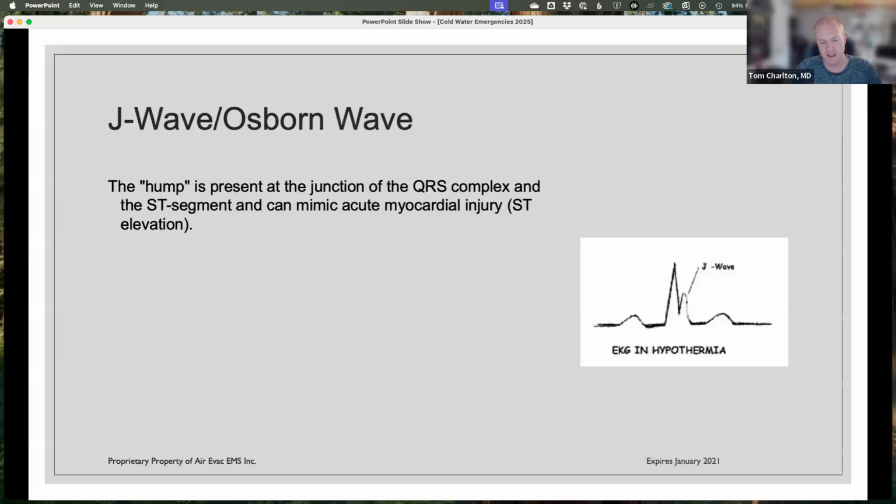Some of these patients, when we get them, are hypothermic, and we will see a J wave or an Osborne wave. As you can see there, it's kind of this little peninsula off of the QRS complex. It sometimes can be mistaken for an ST elevation. It's not a T wave though, so it's not ST elevation. And again, it's buried within that QRS complex.